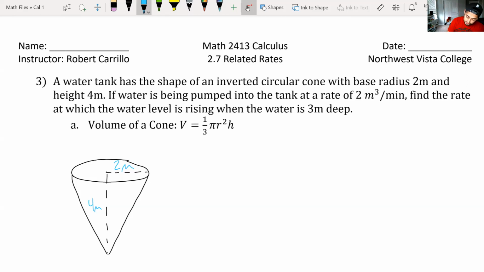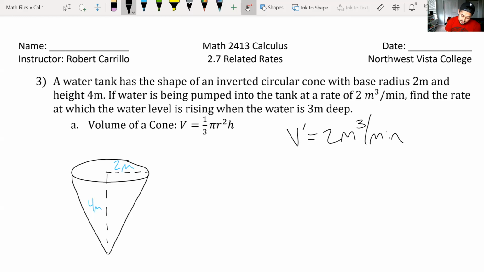So let me see, over here, I think I'll label what they're giving us. So they're saying that V prime is 2 meters cubed per minute, because that's how fast the volume's filling up.